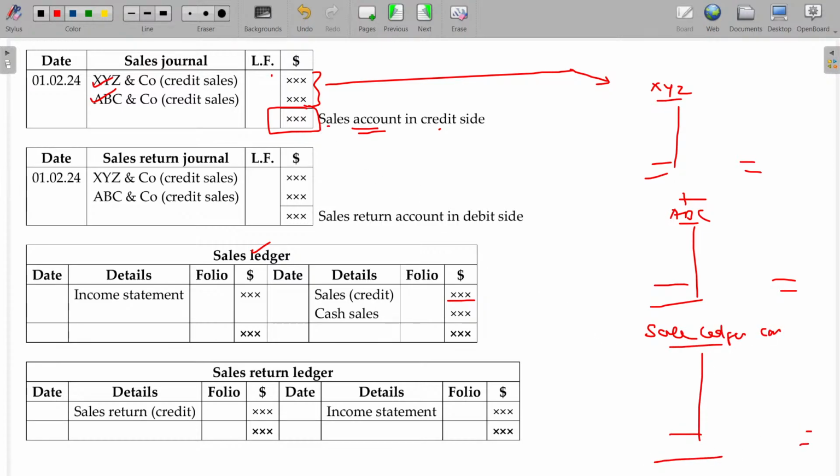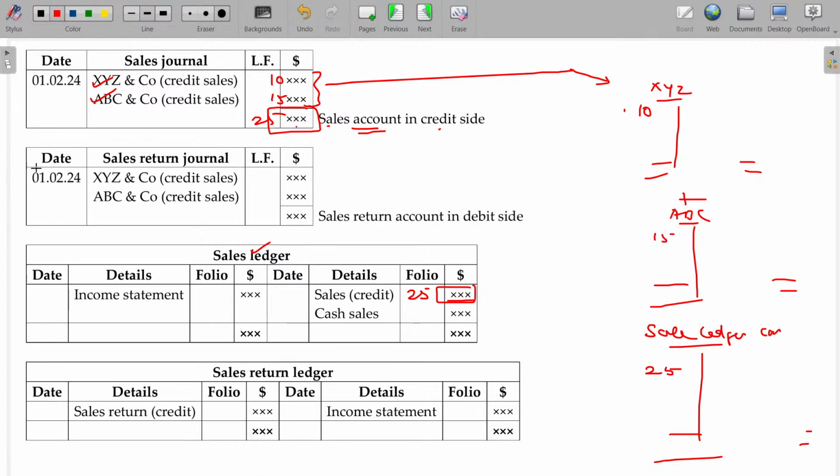Okay, this is the total value. For example, if this is 10, this is 15. I post 10 here and 15 here. As this total goes here, 25 should be here. Individual item 10 will be here and 15 will be here. The total value 10 plus 15 will be posted here. Is that clear? That's the logic.